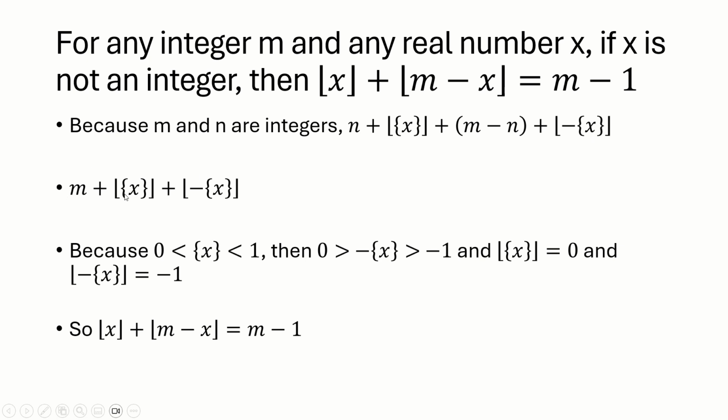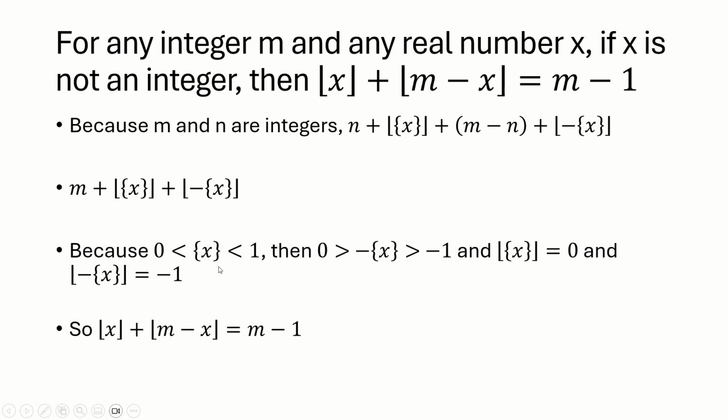So let's look at first the fractional part of x. We know that the fractional part of x is going to be between 0 and 1. The way to think about this is, if it's between 0 and 1, that's like 0.1, and if I take the floor of that, that's just going to be 0.